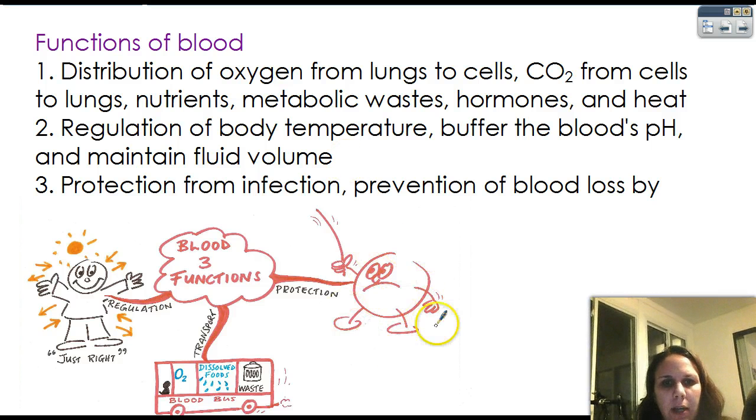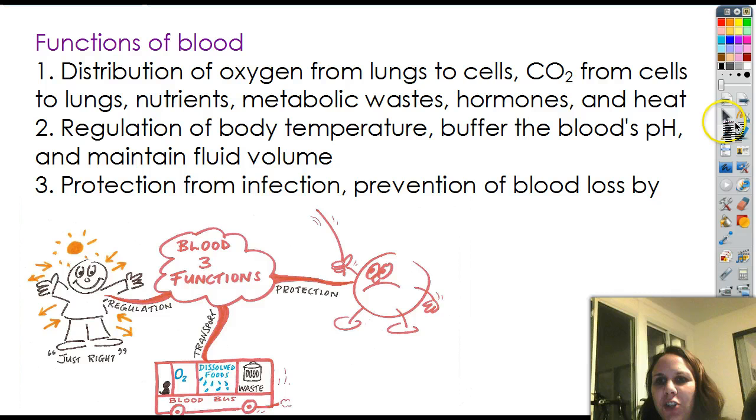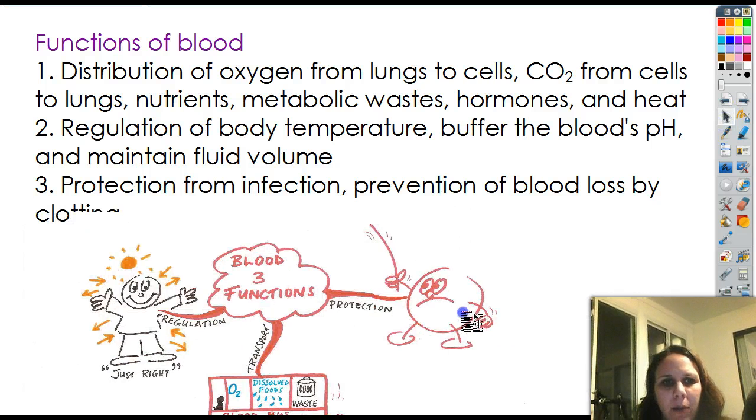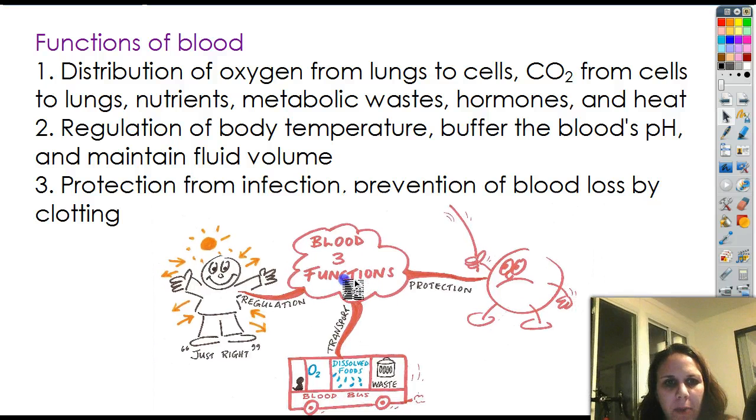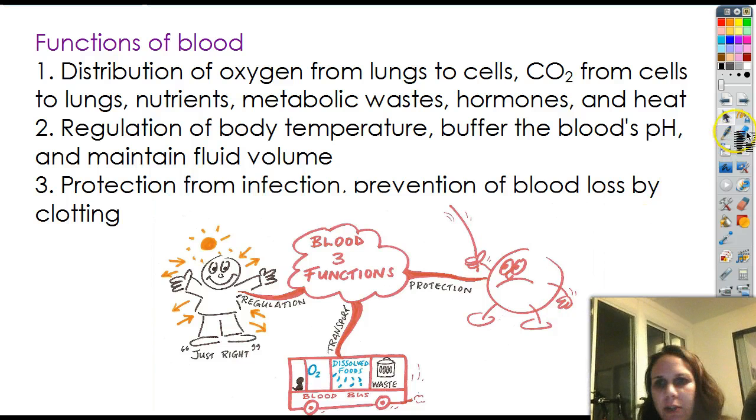Third thing, this little guy right here, is protection. It protects us from infection in the form of white blood cells and macrophages. And then we also have prevention of blood loss by, wait for it, there it is, clotting. Sorry, it was covering up the word. This helps to clot your blood so that you don't constantly bleed out every time you cut yourself.